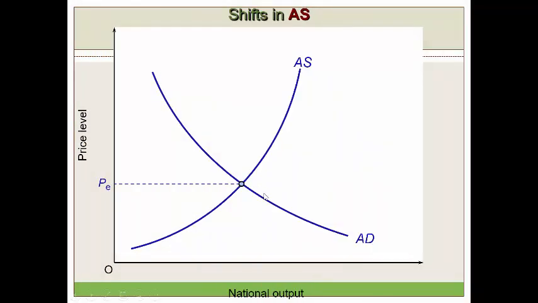Now, how about aggregate supply? What causes the aggregate supply curve to shift? And remember, aggregate supply is the planned output in the whole economy. Firms supply the goods at every price along the curve here, right?